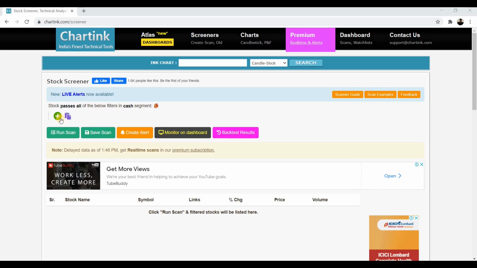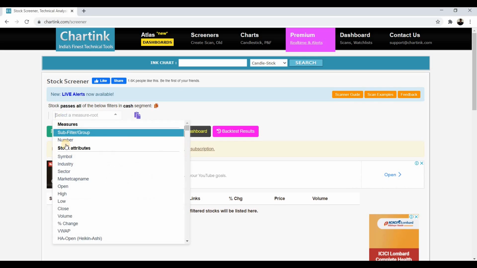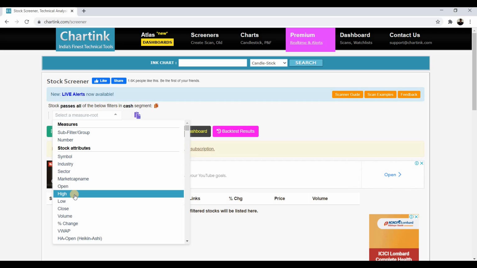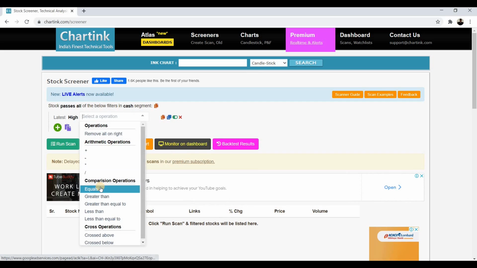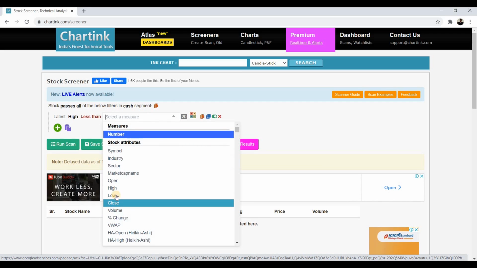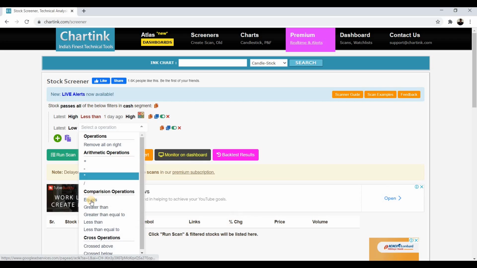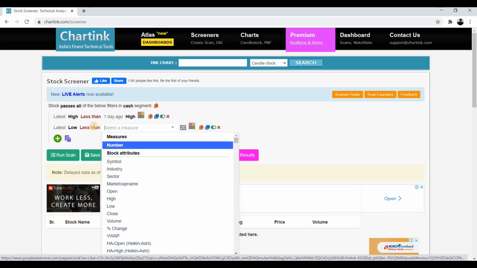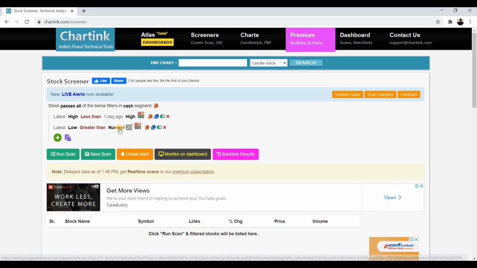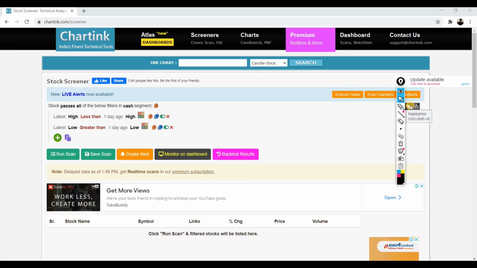I will add a couple of filters, then I will explain the meaning behind them. So let us add: the high of the latest day, which is the current day, should be less than the 1 day ago high. The second one is the low of the latest day, which is the current day, should be greater than the low of 1 day ago. Now we will understand the meaning behind these two filters.